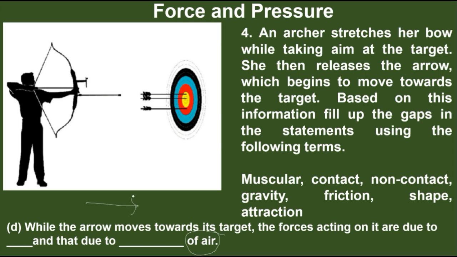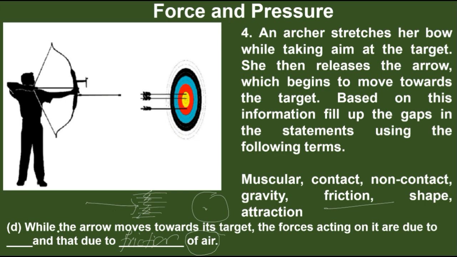And when it is moving in the air, it is rubbed with the air, meaning the air acts in the opposite direction. It has to pierce through the air and hit the target. That means its speed will come down. Due to what? Due to a force which is again a contact force. What is that force called? Friction force, because that word is here. There is friction between the air and the arrow.